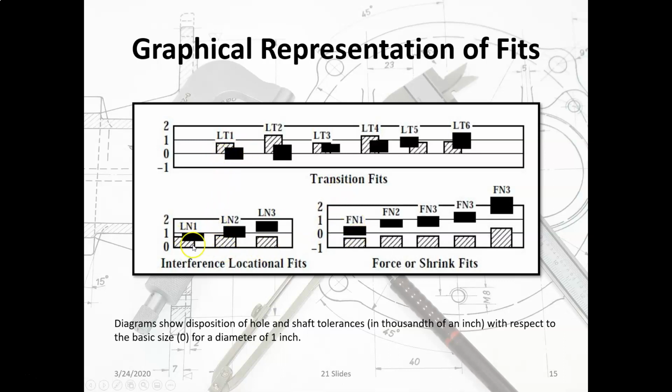And here we have interference fits. This is an LN fit, and you can see there's a little bit of a transition fit here. Still a little bit of a transition fit. Now this is a case where the shaft is always larger than the hole. So this is clearly just an interference fit. And then these are force or shrink fits. FN3 is a very big or tight shrink fit. This is somewhat less of a shrink fit.